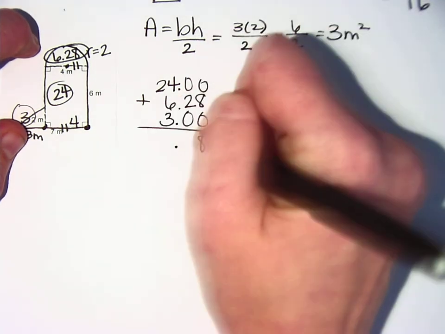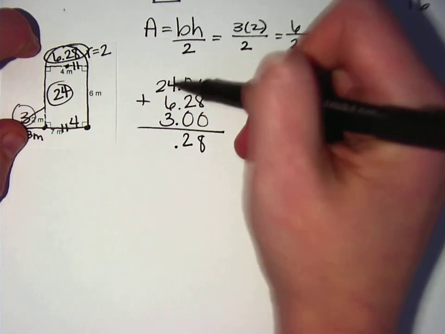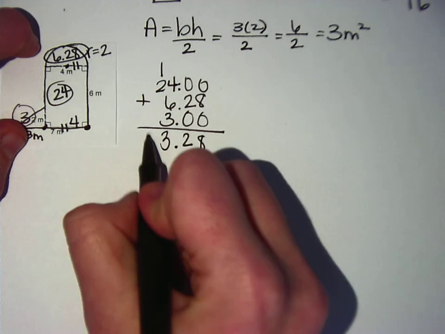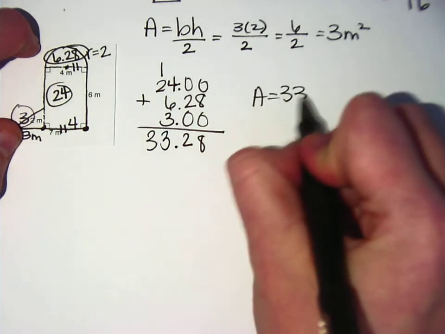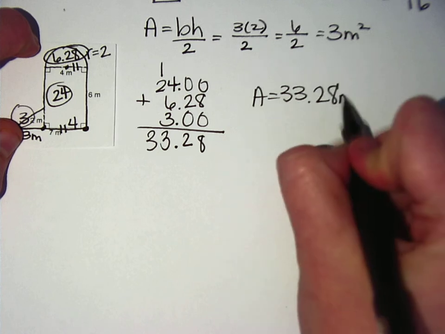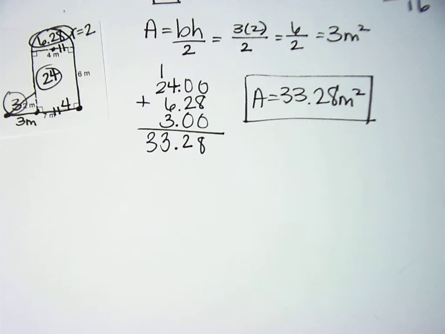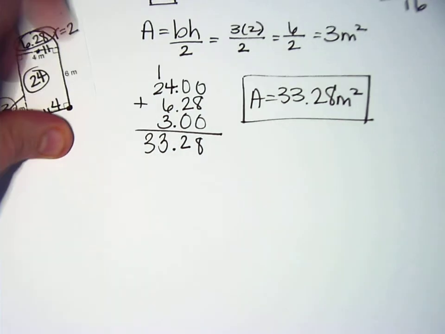So this is 8. This is 2. 6 plus 4 is 10. Plus 3 is 13. And 2 plus 1 is 3. So now we know that our area is 33.28 meters squared. And that is your answer. Okay. All right, now let's look at a different problem.